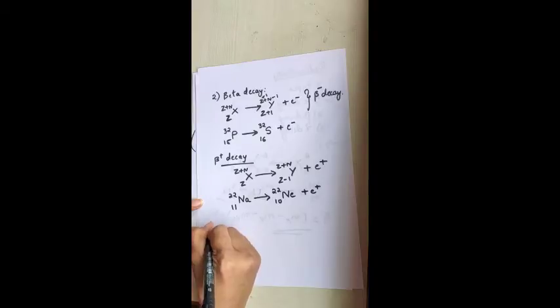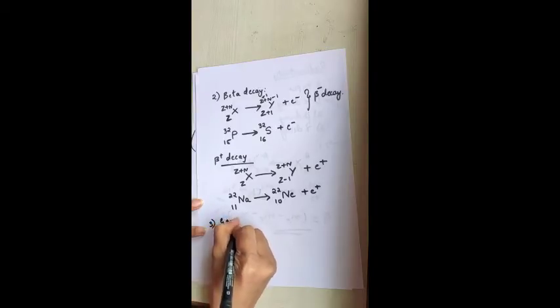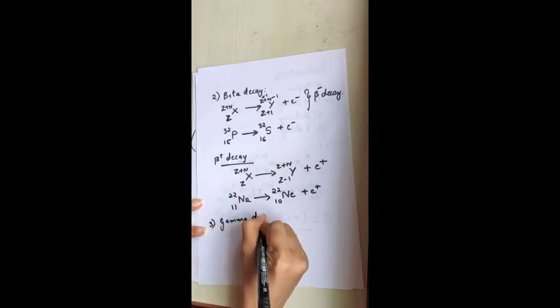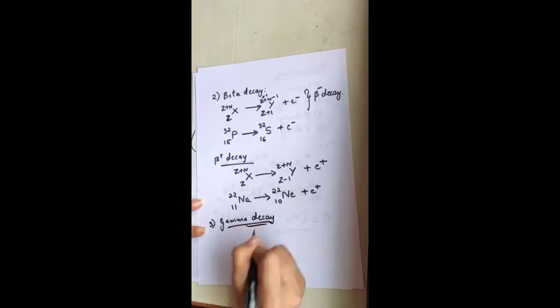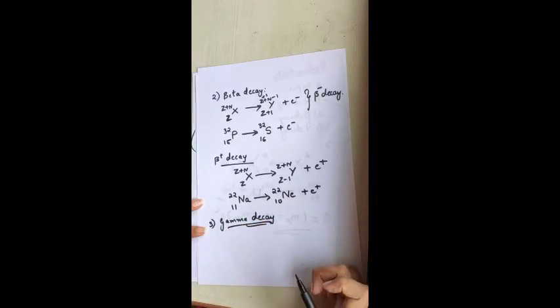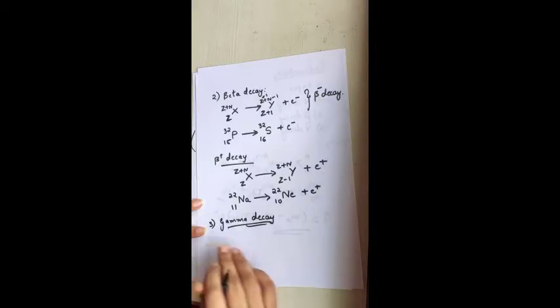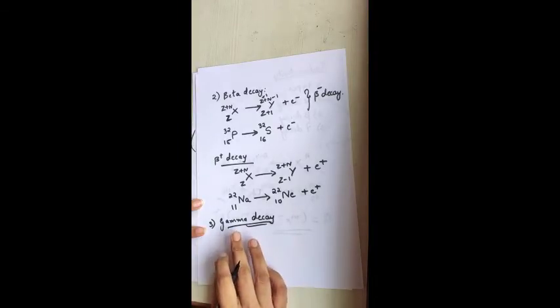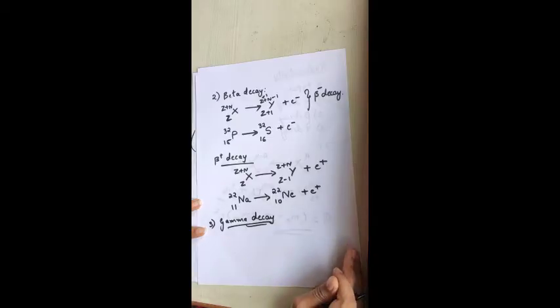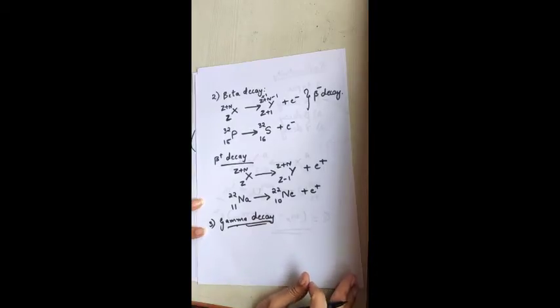Next, the third one is gamma decay. Gamma decay does not change the composition of any nucleus. That means it does not change the number of protons and neutrons present in the nucleus. But when gamma decay takes place, an enormous amount of energy is released as very high energy electromagnetic radiation. Okay, next.